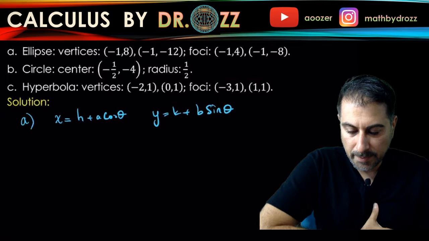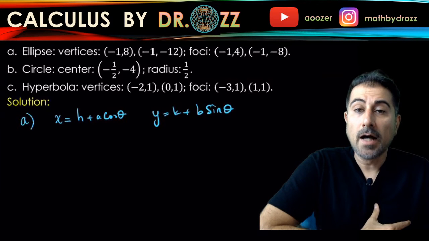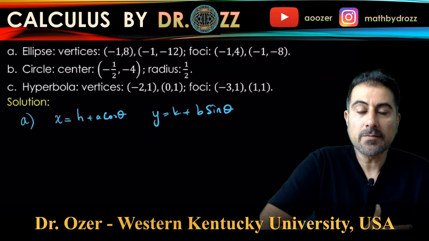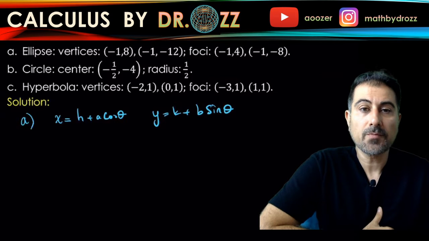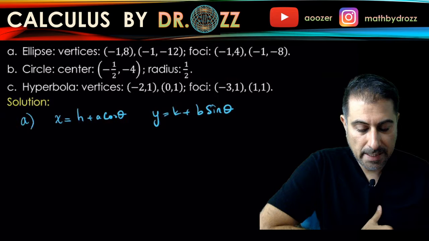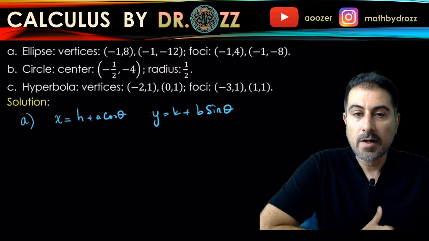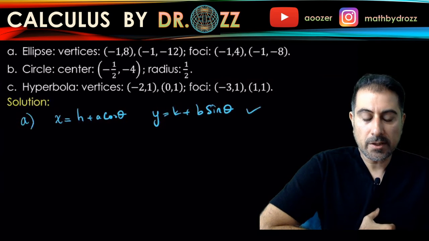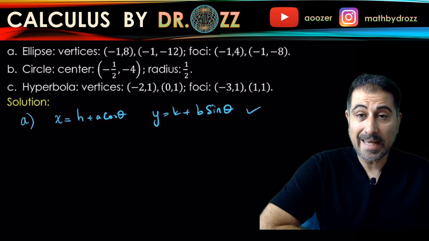All right, let's continue with the second set of questions. So let's start with part A. We have the ellipse with vertices (-1, 8) and (-1, -12). We have the foci (-1, 4) and (-1, -8) provided for us, and we have the parametric equations for an ellipse. So we want to find h and k and a and b so that we can write exactly what this parametric equation is.